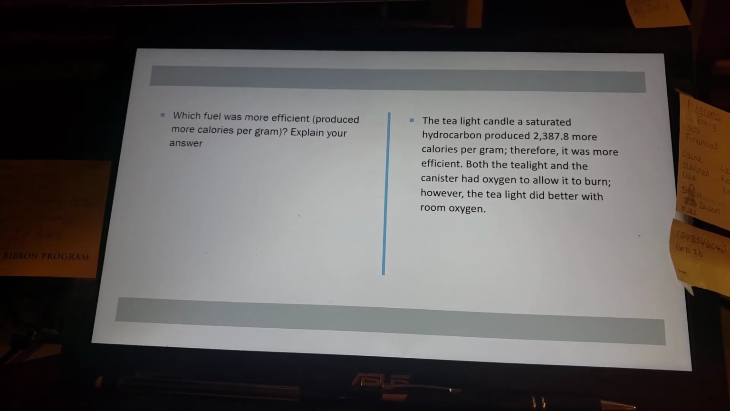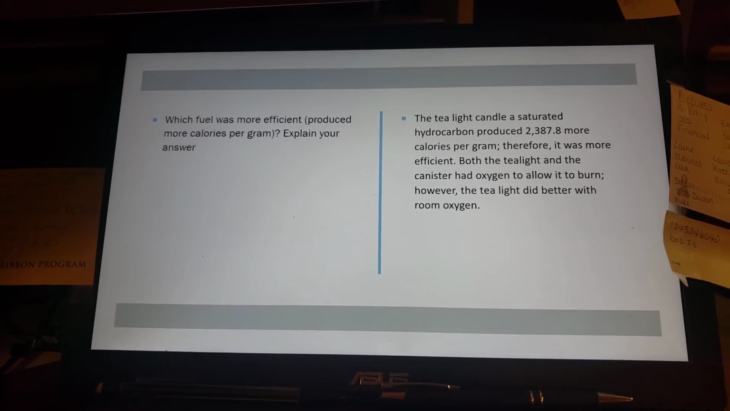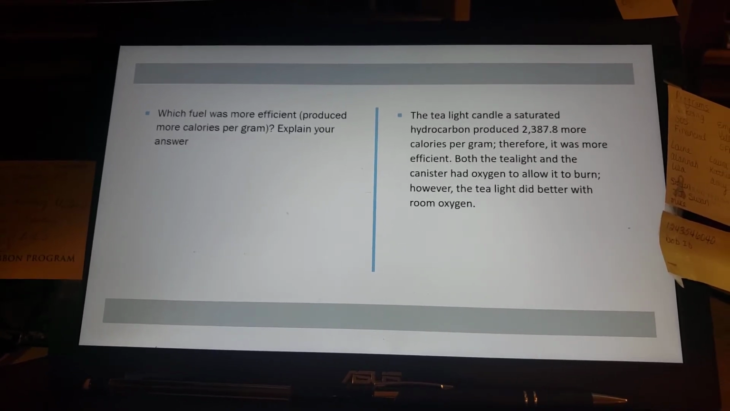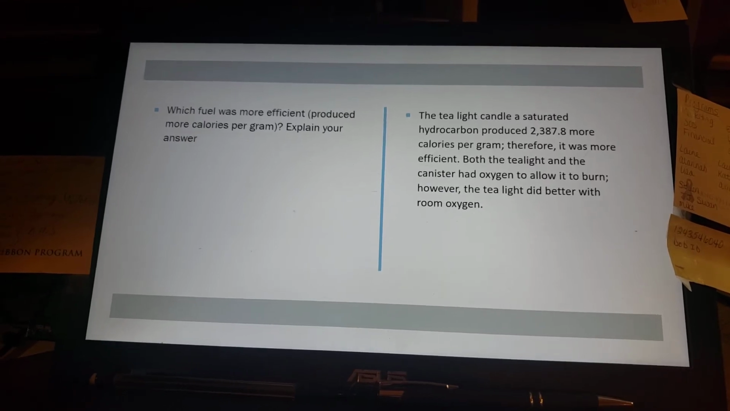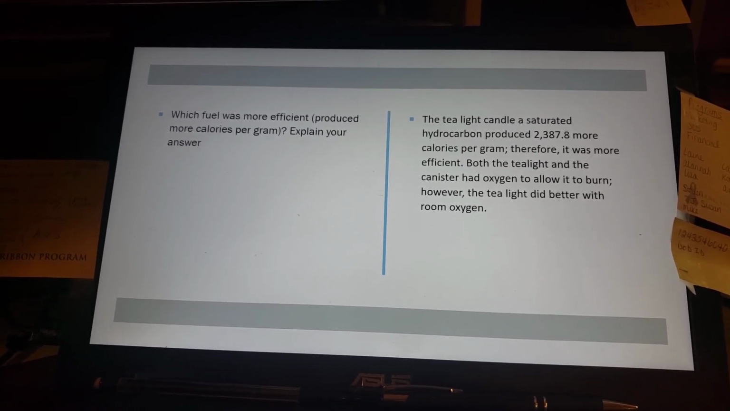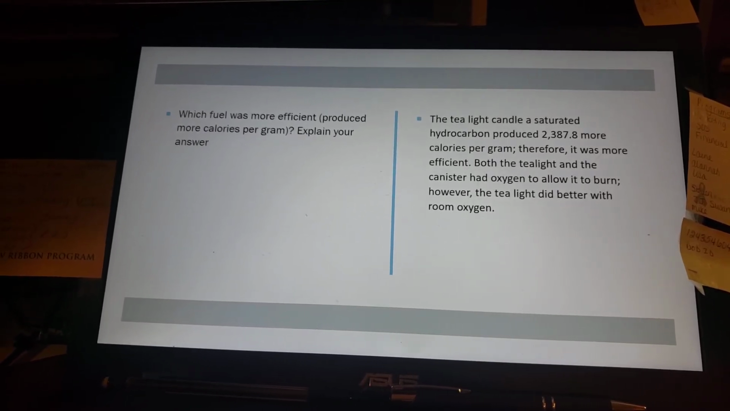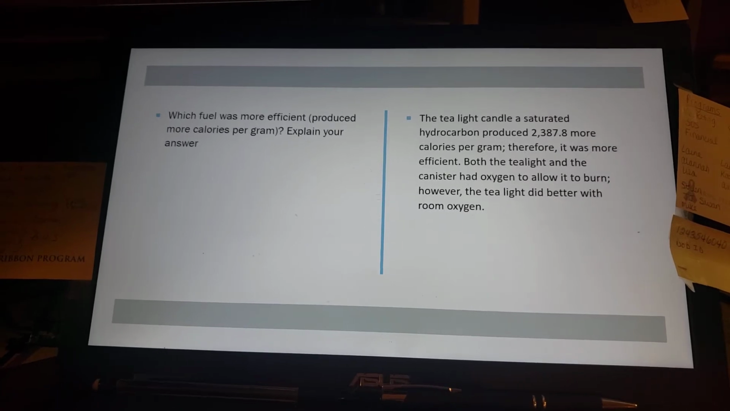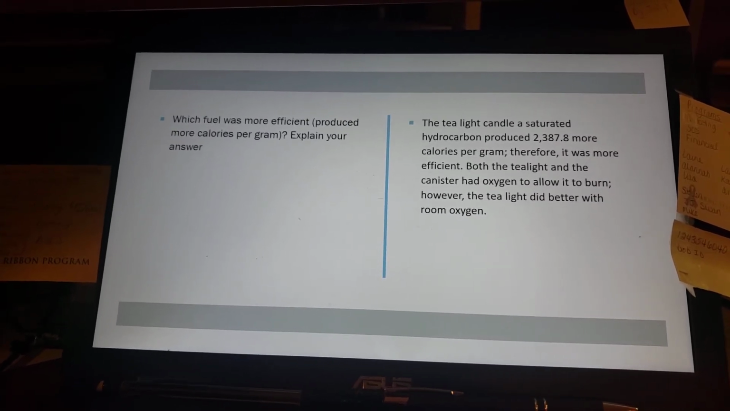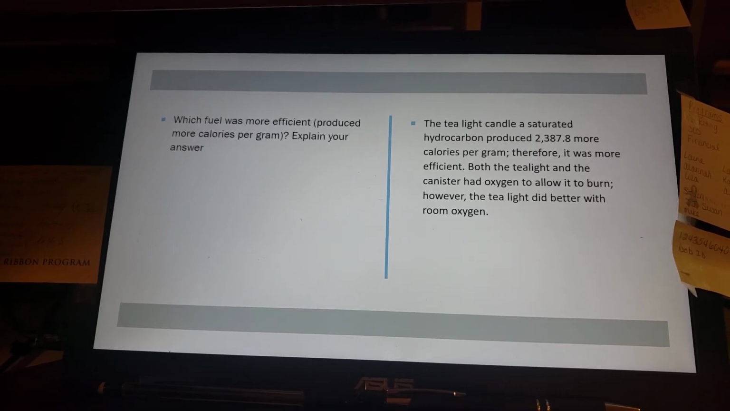So putting this all together, we were asked which fuel was more efficient, and here in my experiment, the tea candle, a saturated hydrocarbon, produced 2387.8 more calories per gram. Therefore, it was more efficient. Both the tea light and the canister had oxygen to allow them to burn. However, the tea light did better with the room oxygen.